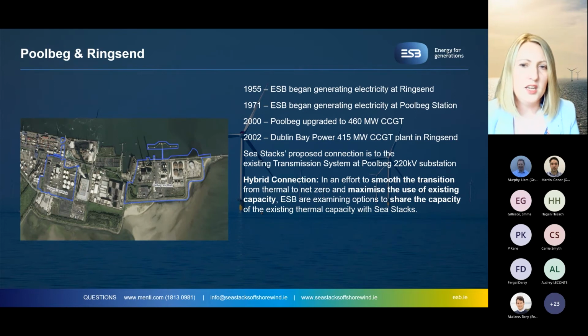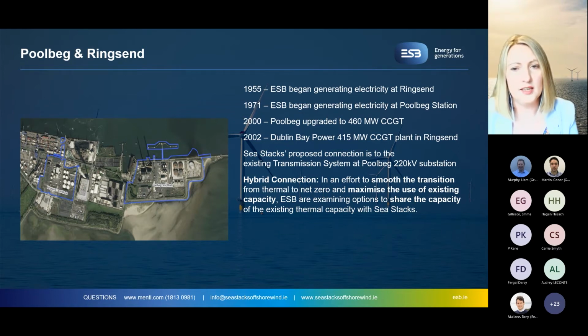So a bit of history on ESB developing generation in the Dublin Bay area. In this picture, Ringsend and Poolbeg power stations are outlined in blue, with Ringsend on the western side and Poolbeg along the coast. ESB began generating electricity in 1955 in Ringsend and 1971 in Poolbeg. In 2000, ESB upgraded Poolbeg to a more efficient gas-fired plant, which has an overall capacity of 460 megawatts. In 2002, ESB commissioned Dublin Bay Power gas plant in Ringsend, and here the contracted output is 415 megawatts. So in total, ESB has 875 megawatts of contracted thermal generation in the area.